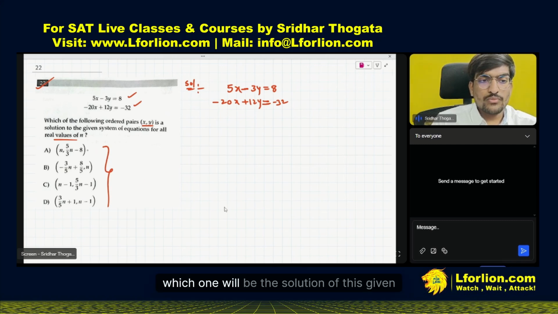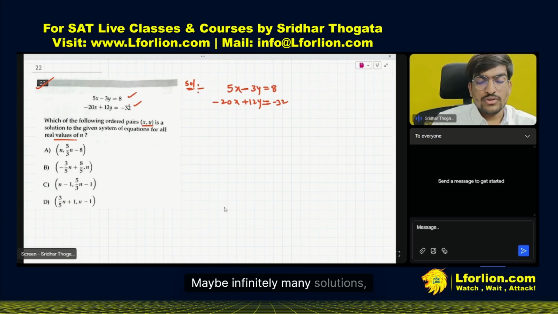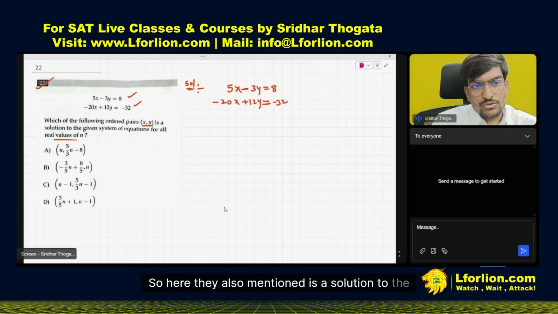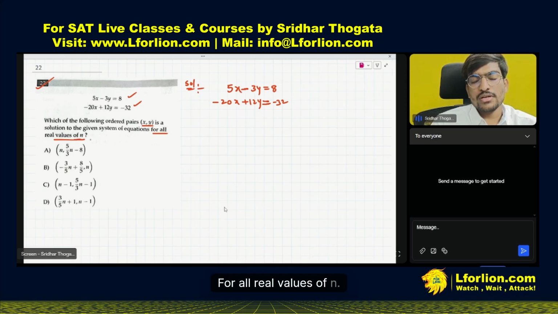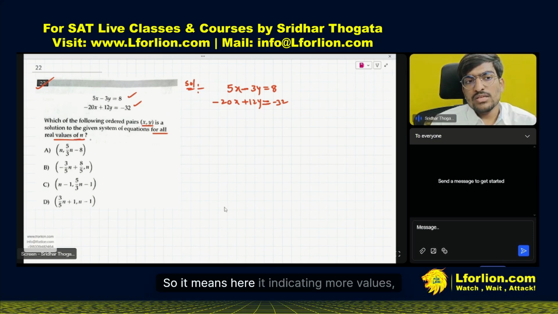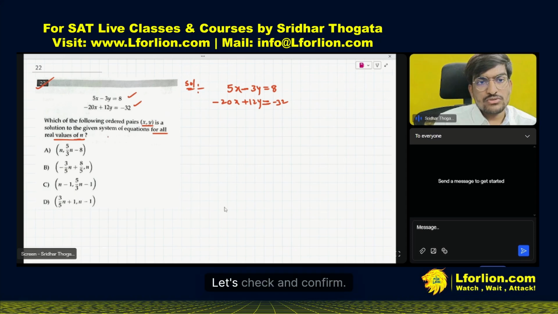Which one will be the solution of these given equations? We don't know here what kind of solutions these are. Maybe infinitely many solutions, no solution, or one solution. First we need to find that so that it helps us move forward. They also mentioned "for all real values of n", which indicates many values, so we can guess that this is going to be infinitely many solutions. Let's check and confirm.